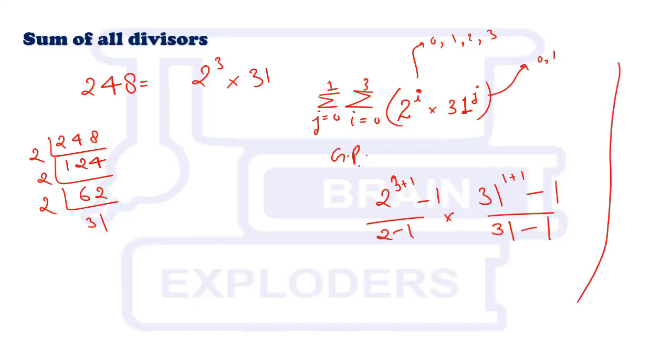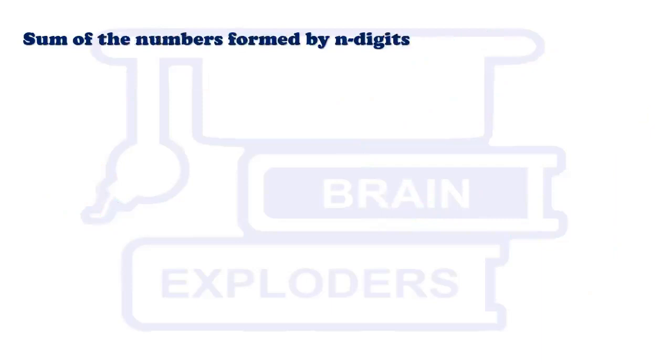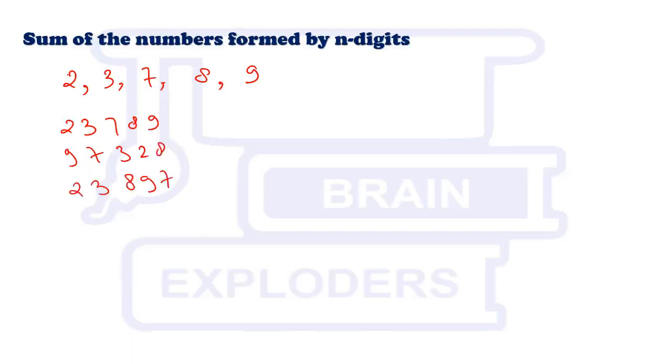And for more detail, you can visit the question given in the i button, to see how we are applying the concepts of GP here. Sum of the numbers formed by n digits. Say we have certain digits given like 2, 3, 7, 8, 9. We have to form different numbers from these digits like 23789, 97328, 23897, and in this way we have to find all the possible numbers and then add them.